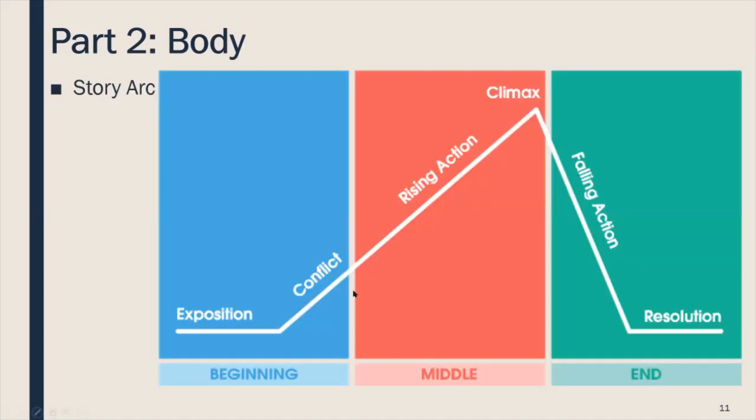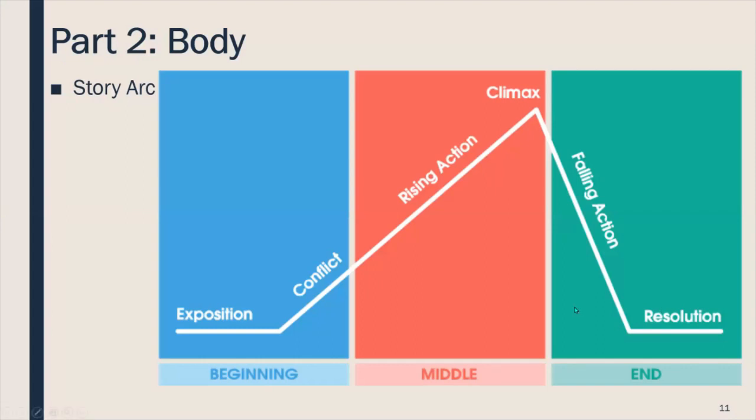Now I'm going to talk about body. The body is where you have the main story arc. When you look at this chart, exposition, conflict, rising action, climax, falling action, resolution, what do these things mean? You don't have to memorize what this is. You have to just understand what the concept is.